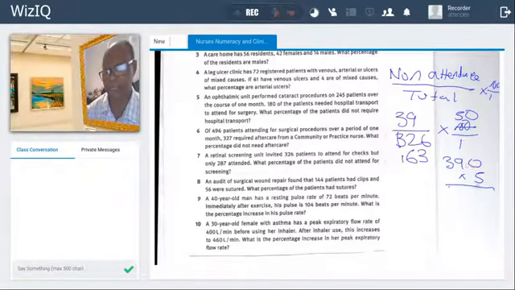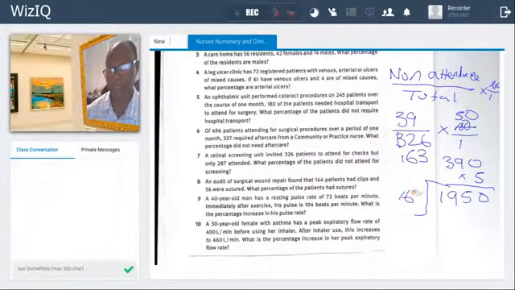39 multiplied by 50. So 0, 5 times 0 is 0, 5 times 9 is 45. We write 5 and keep 4. We need to put 5 there, not 4. 5 times 3 is 15, 15 plus 4 is 19, so 1950. Okay, so it's this number which we need to divide by 163.